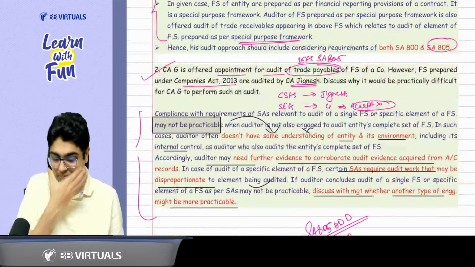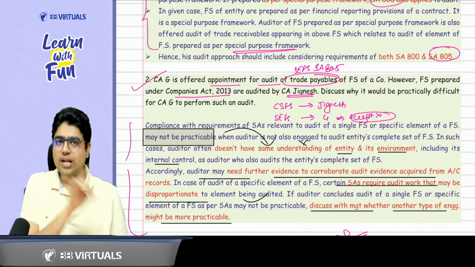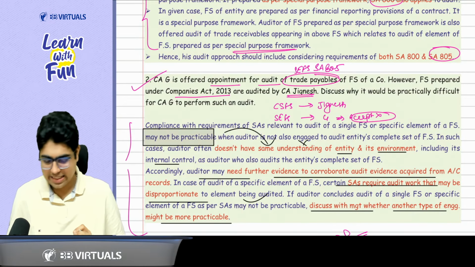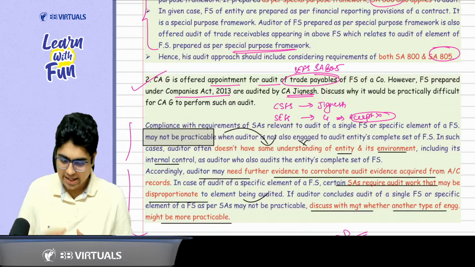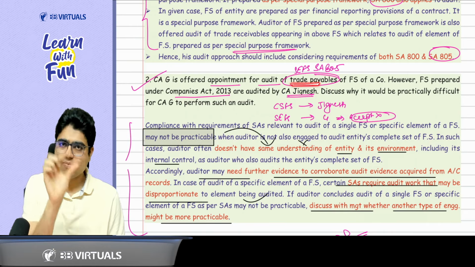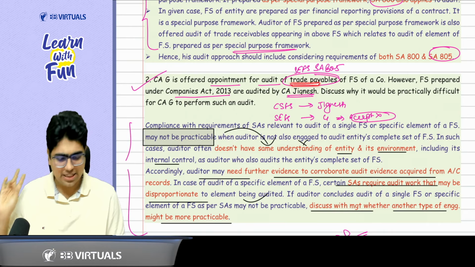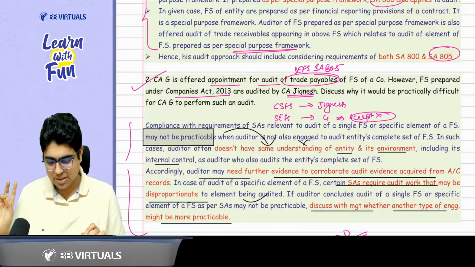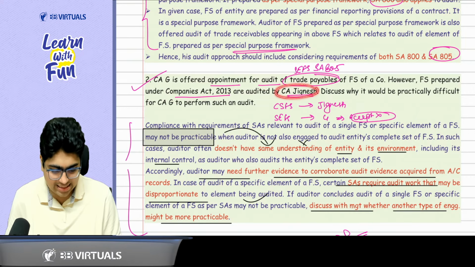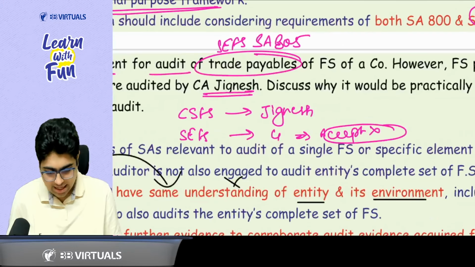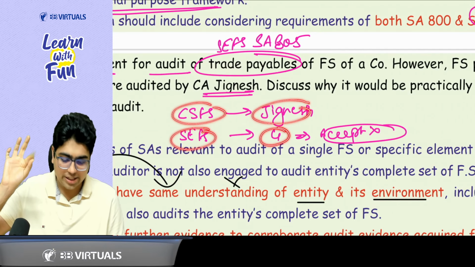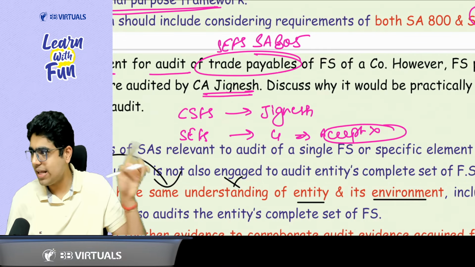Now comes a good question. Please focus. This is what I was discussing in the beginning also. This is a good question. CA G, G for genius, is offered the appointment of the audit of trade payable. Again, trade payable is a SEFS, specific element of financial statement. So SA 805 will be applicable. Financial statements are prepared as per the Companies Act and audited by Jignesh. Sir, what is happening? The complete set is audited by Jignesh and the SEFS will be audited by G. So do you think he should accept the audit?